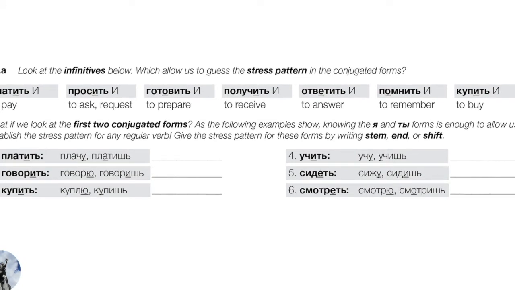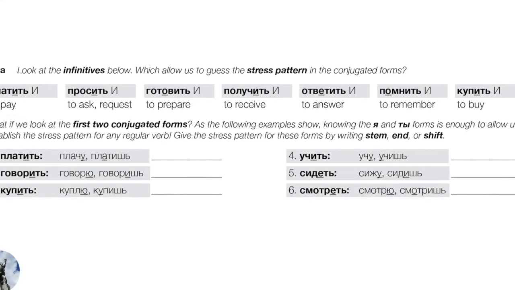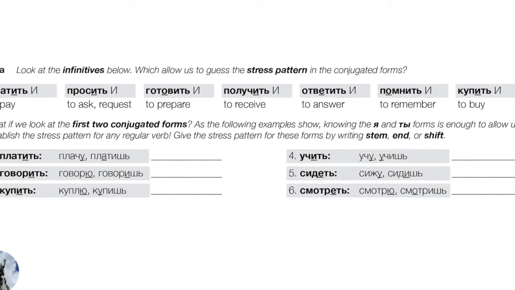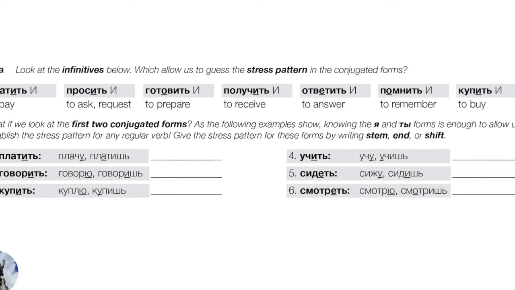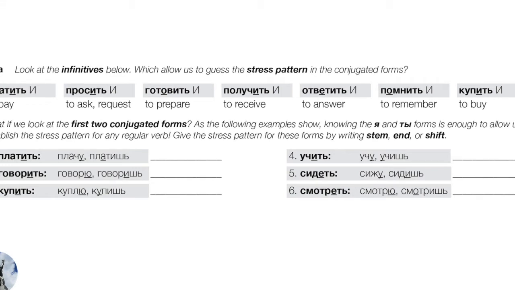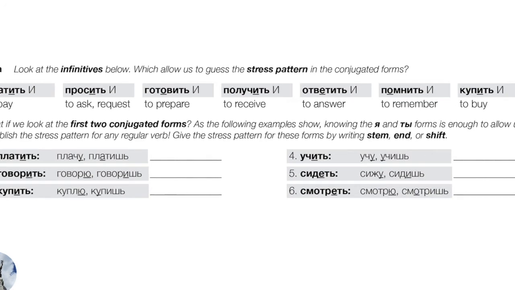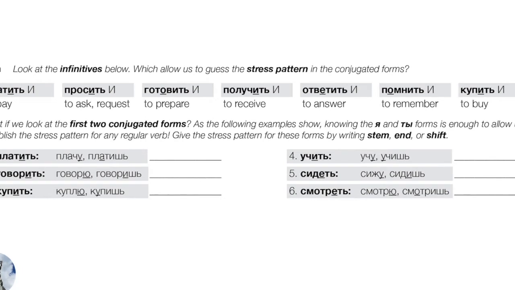So platić, if we're given plaću, platić, we see that's shifting stress, right? And that tells us the stress on the remainder of the forms, right? Plaću, platić, platić, platić, platić, platić. Okay, number two, gvarić. Okay, gvarił, gvarish. That's enough to know that we have in stress, right? So it's going to remain there throughout all the forms. Gvarił, gvarish, gvarit, gvarim, gvarić, gvariat.